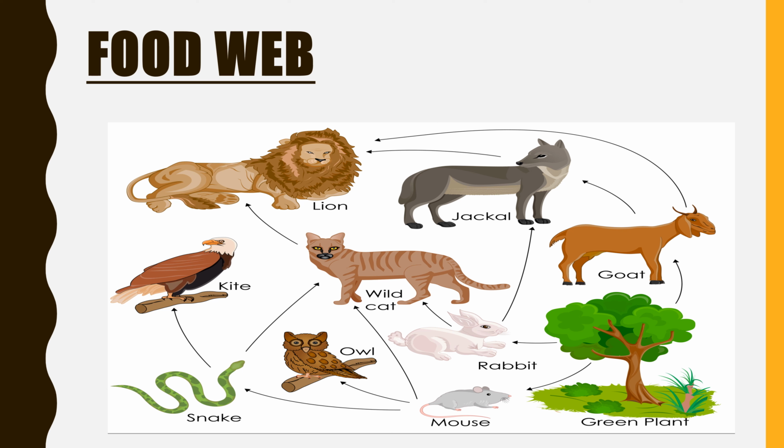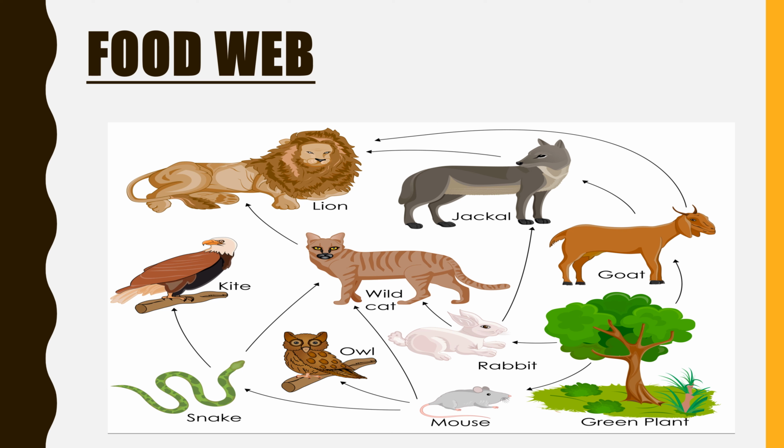Below that you see plants are also eaten by rabbit. Rabbit can be eaten either by jackal or by wildcat, and then both of them can be eaten by lion, right? The third one, you can see plant is eaten by mouse. Mouse can be eaten by the wildcat, by owl, or by snake. Any one of the animals can eat it.